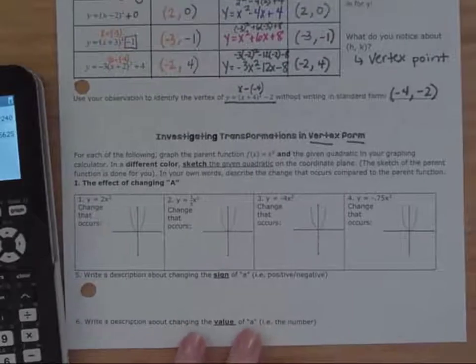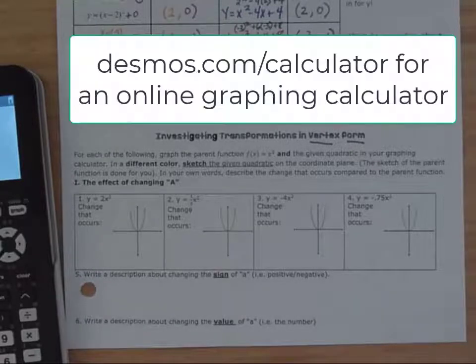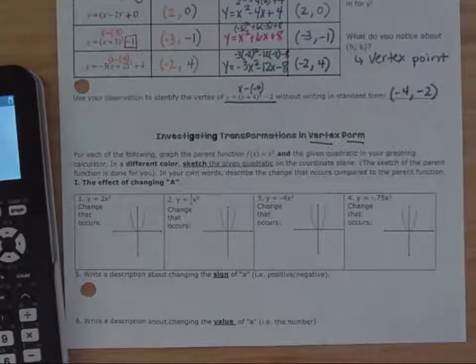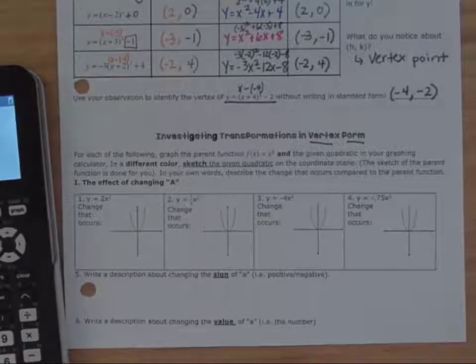Okay, so for the second part of this investigation, you may want a calculator if you have one handy. If not, you are always welcome to go onto Desmos.com, and that can help you visualize the graphs that we'll be looking at today. So for each of the following, graph the parent function and the given quadratic in your graphing calculator. In a different color, sketch the given quadratic in the coordinate plane. The sketch of the parent function is done for you.